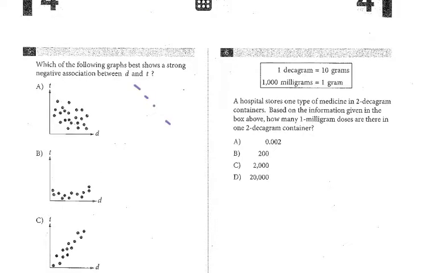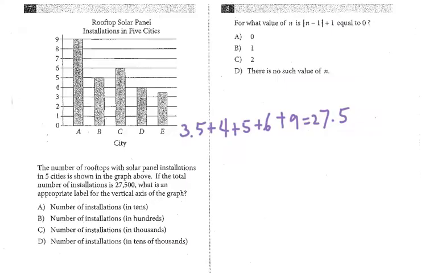For number 6, we are looking for how many milligrams are in a 2 decagram container. So I need to multiply by 2. That means I will get 20 grams. So for this gram, I need to multiply by 20 because I want to make 20 grams. So this part I need to multiply by 20. That means your answer will be 20 times 1,000. That answer is D.